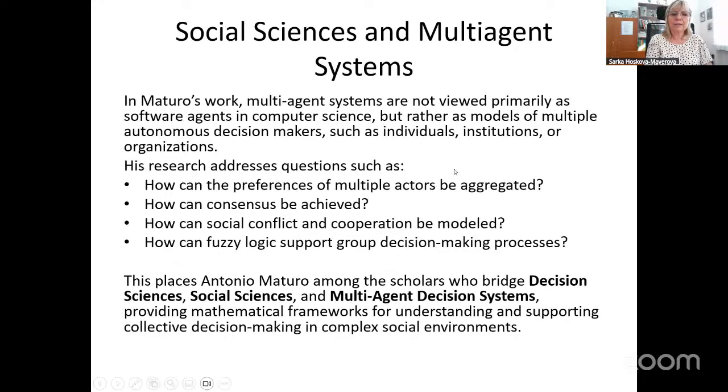Yeah, and what to say about this work? His research addressed mainly these questions that I tried to formulate. How can the preferences of multiple actors be aggregated? How can consensus be achieved? How can social conflict and cooperation be modeled?